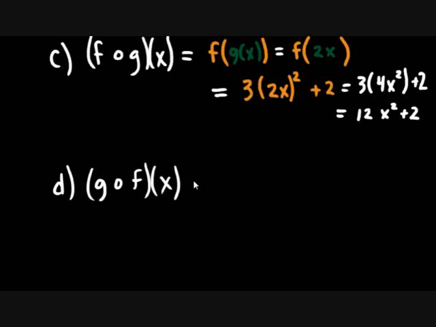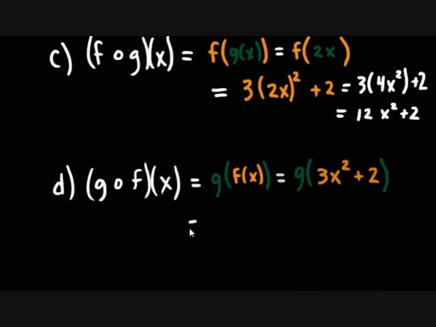For part D, we have g of f of x. So we're just finding the general equation for g of f of x now. Inside of g, we're putting f of x. F of x is equal to 3x squared plus 2. So we have g of 3x squared plus 2. The g function is just 2 times whatever you're putting in. And in this case, we are putting 3x squared plus 2 inside of our g.